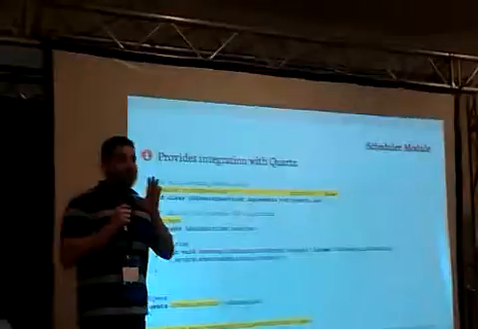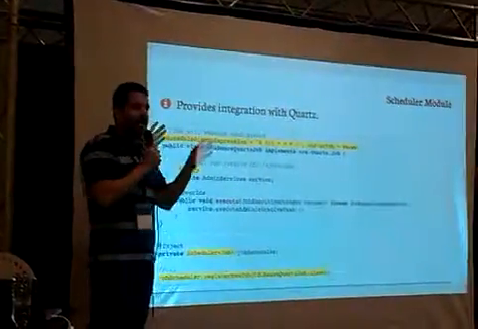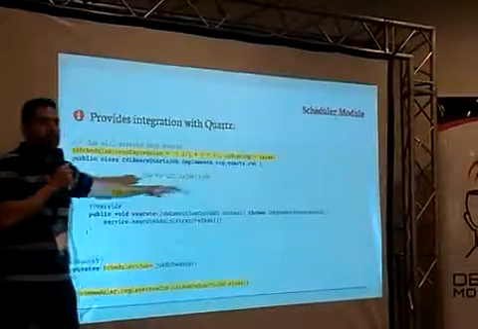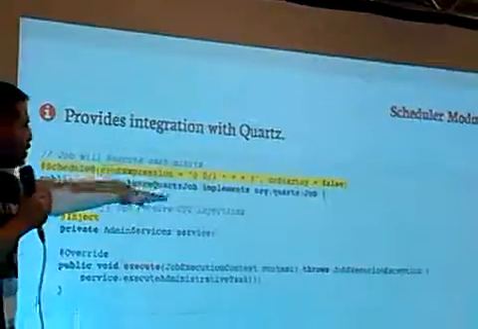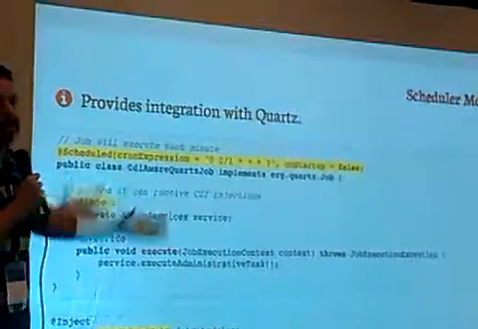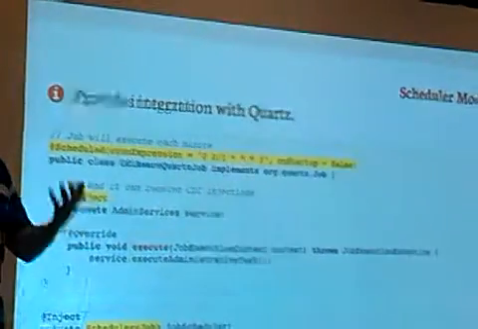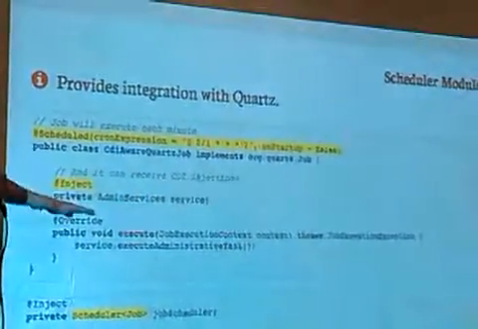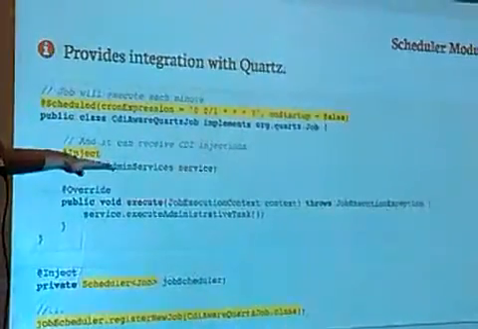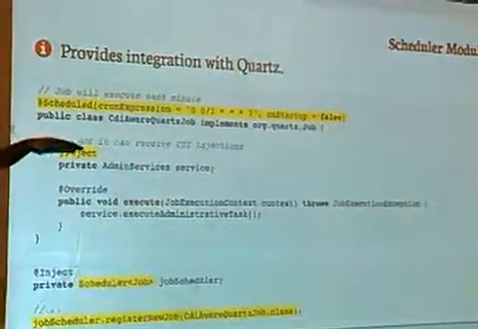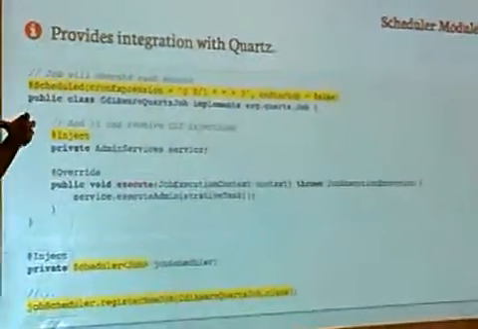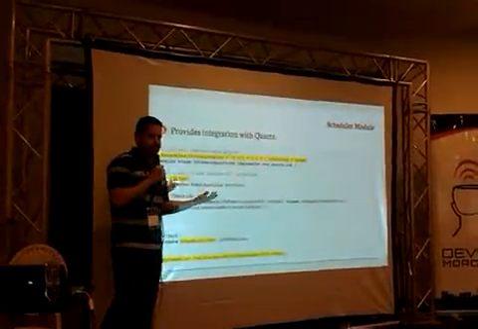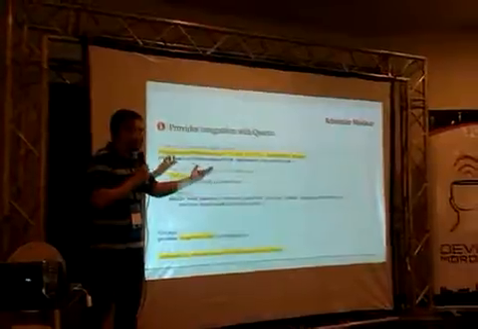Okay, most of the time, when you are inside Quartz, you need to implement the job, but who manages the instantiation of this class? It's Quartz. Since it's Quartz that instantiates this job, you don't have CDI capable of injecting beans inside this class, right? Because it's managed by Quartz.